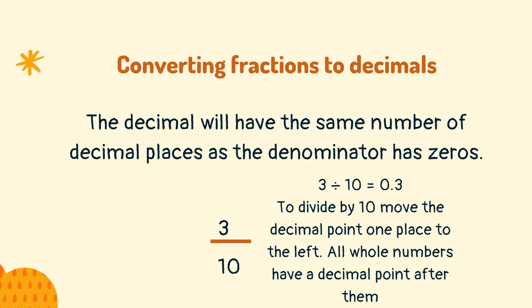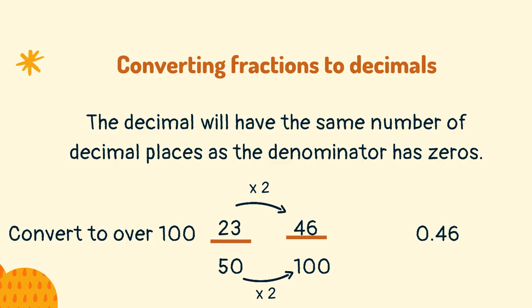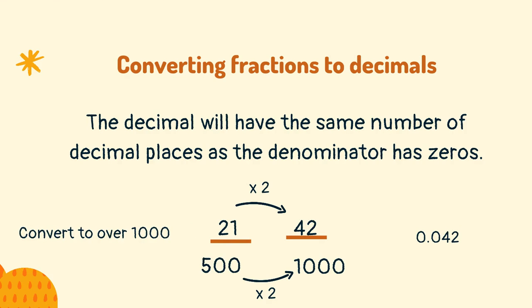For example, a method of converting a fraction to a decimal is to convert the fraction so that the denominator is 100 and then divide by 100, which means moving the decimal point 2 places to the left. The decimal will have the same number of decimal places as the denominator has zeros, so as you can see, if the denominator has 3 zeros, then the decimal has 3 numbers after the decimal point.